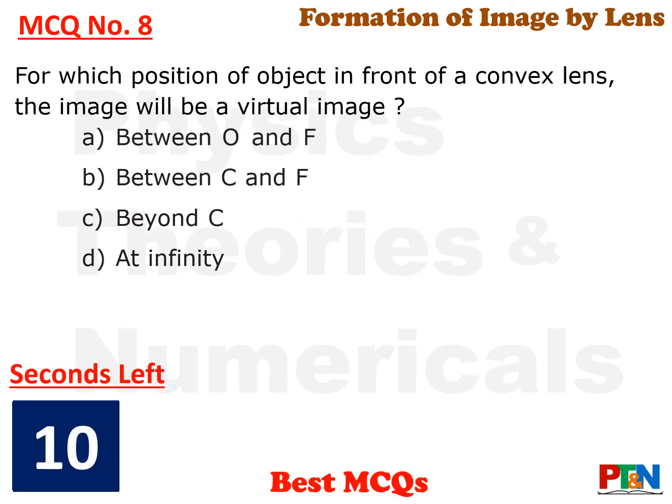Next MCQ. For which position of the object in front of a convex lens, the image will be a virtual image? 4 positions given. You have got 10 seconds time. Time starts now.